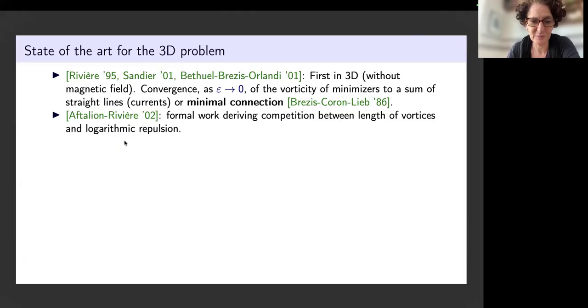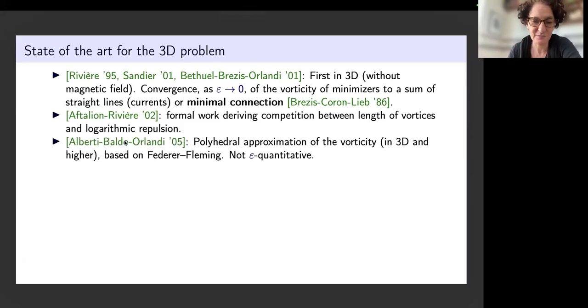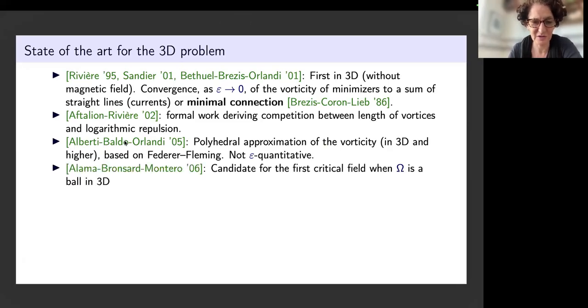There was a formal paper after Lyon and Rivière that started to derive this competition between length of vortices and logarithmic repulsion, because the length is the leading order, but in principle these lines should also interact, just like we saw the vortices in 2D interact. So there should be some logarithmic repulsion somewhere, but it's not easy to extract it.